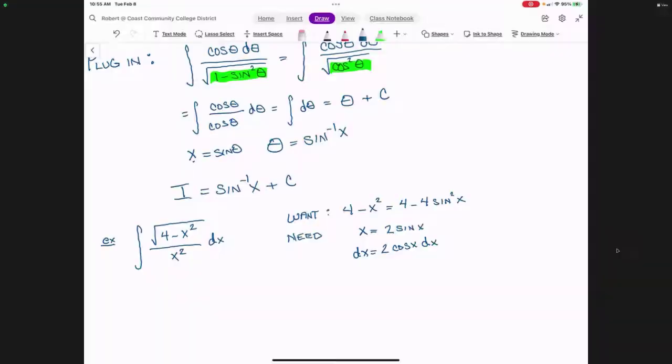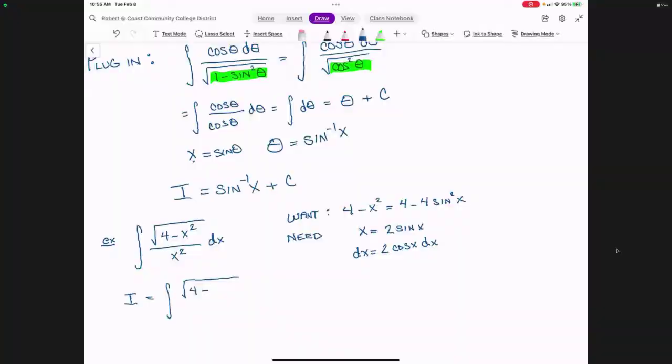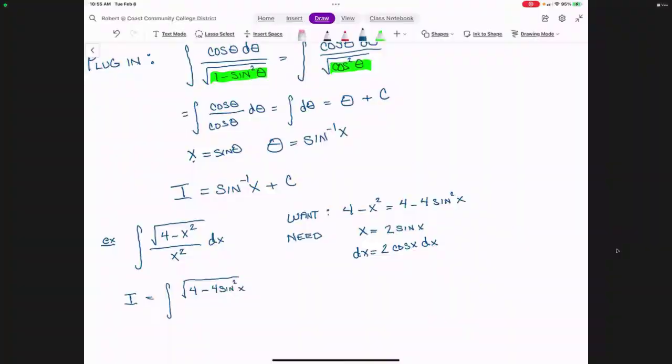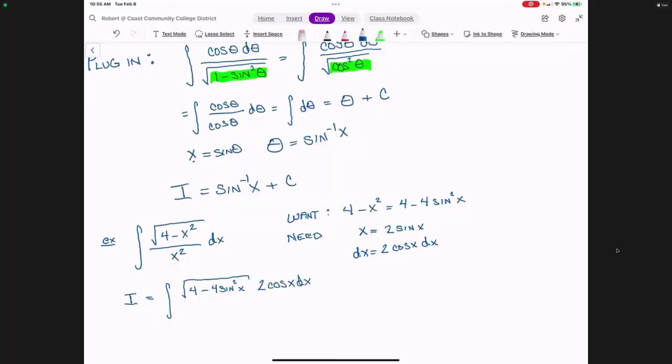So when we plug all of this stuff in, our integral becomes the square root of 4 minus 4 sine squared x. Then dx is the 2 cosine of x dx. And downstairs we have a 4 sine squared x.